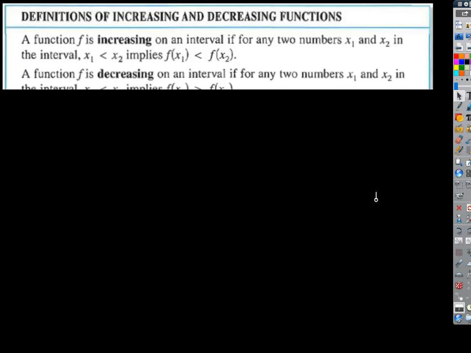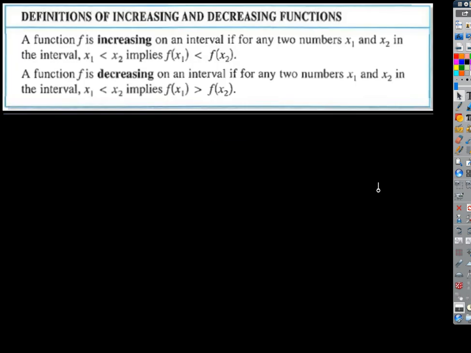Okay. Can we even make it simpler? If we just have x1 and x2, let's say x1 is less than x2. So then f of x sub 2 would be greater than f of x sub 1. If that's true, then the function is increasing from x sub 1 to x sub 2, right? Something like that maybe, right?